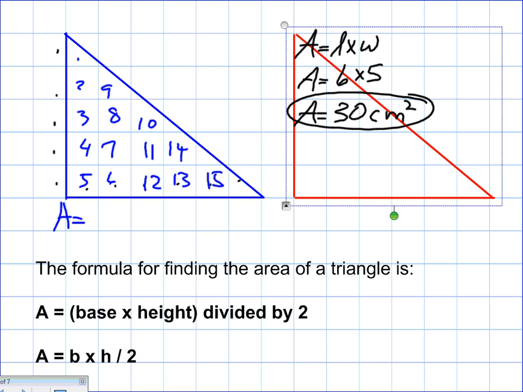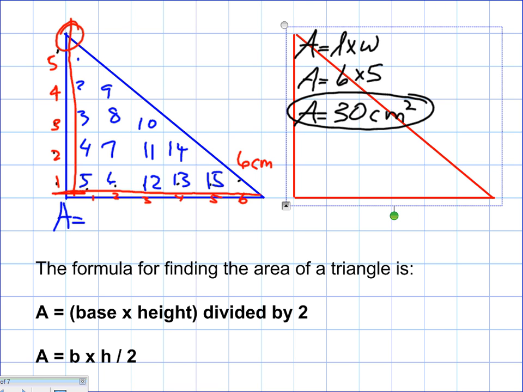Remember, any side of our triangle can be our base, so let's stick with what we would commonly call the bottom. 1, 2, 3, 4, 5, 6. So my base is 6 centimeters. My height, remember, is a perpendicular line from the vertex to my base. 1, 2, 3, 4, 5.